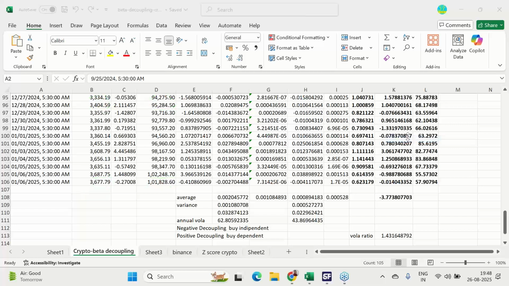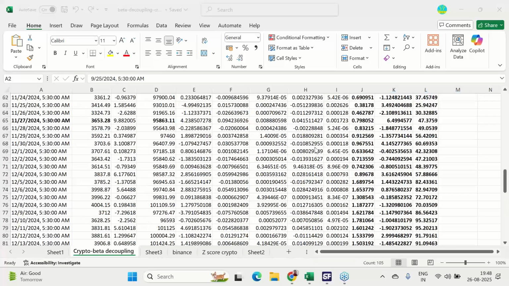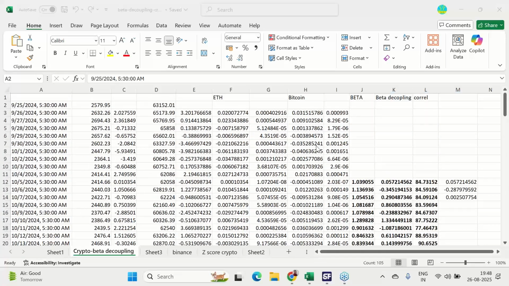If we change the data points now, maybe the factors should have changed. So we'll change the data also, and we'll see where we are currently standing. So now beta decoupling you understood in theoretical terms. What is a beta? What is a decoupling? What is the role of correlations? So all these things you have understood, and we have very simple Excel formulas to do that.